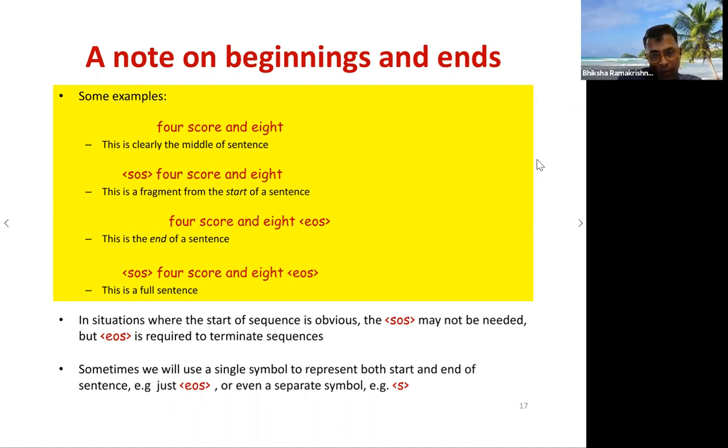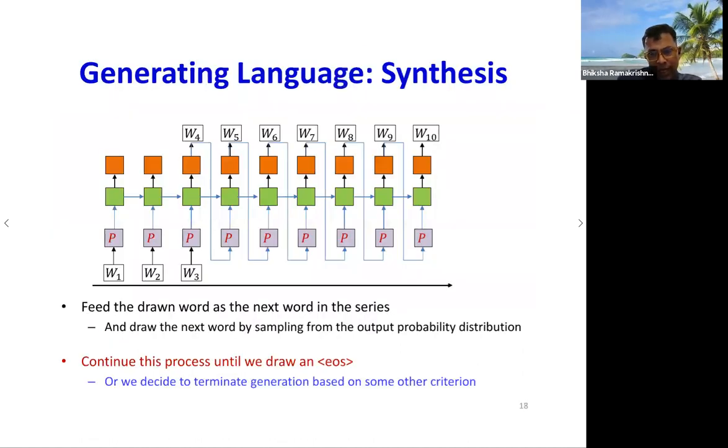So now, returning to our problem, we will continue to generate word after word until we have generated an end of sentence marker. And when we have finally generated, we've randomly drawn an end of sentence marker from the output distribution. So when we have finally generated an end of sentence marker, we will decide that the sentence is complete and terminate generation. So remember this process, you're going to use it.